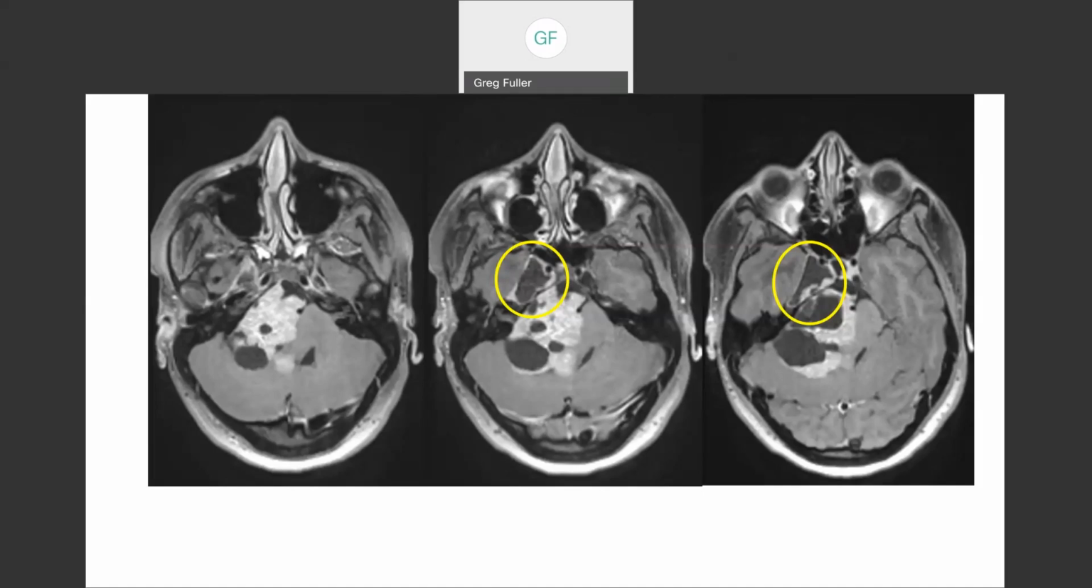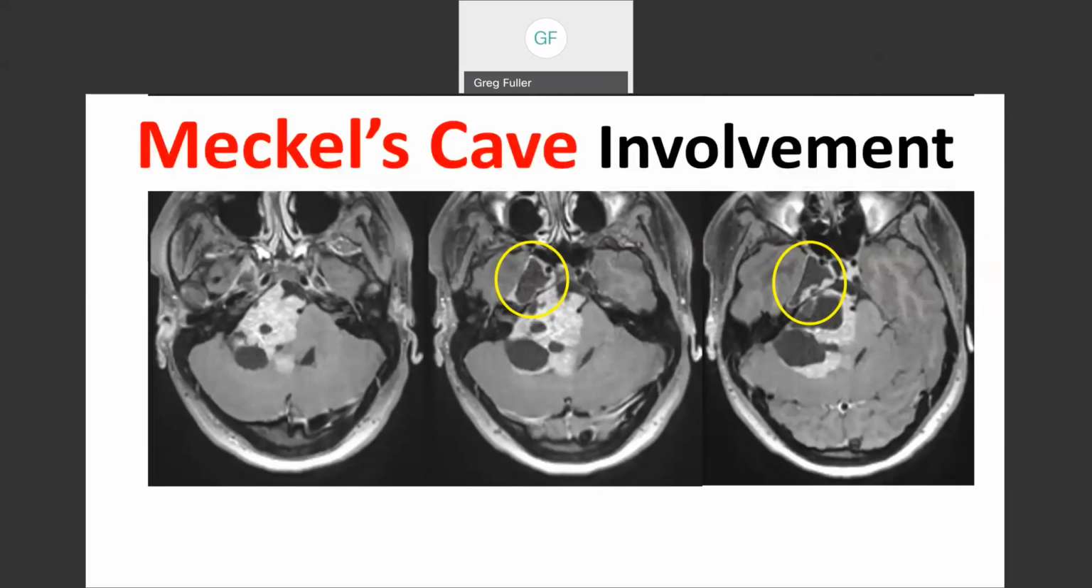Details are critical to our business, and our business for diagnostic radiologists and surgical pathologists is diagnosis. Our business is details, not sloppiness. All right, so what's going on here? You can see the mesial middle temporal lobe. That is Meckel's cave.